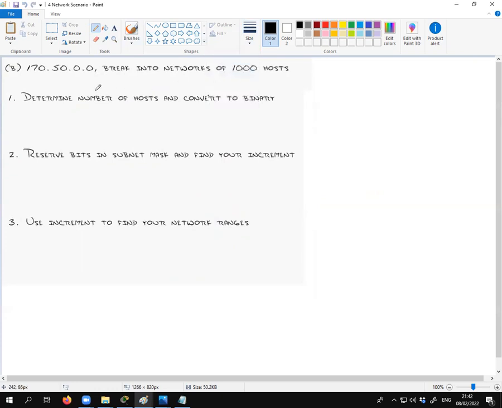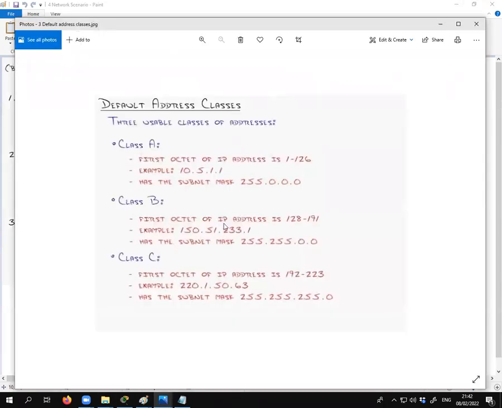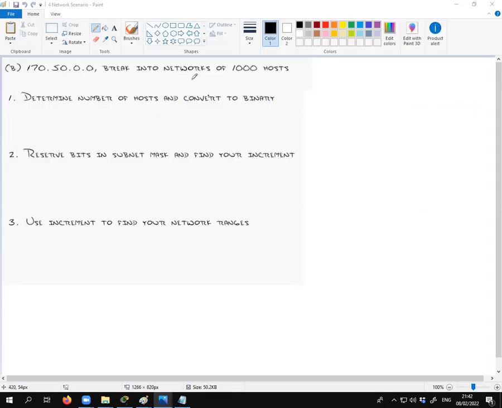Okay. So it's a Class B. How do we know it's a Class B? Because the first octet, 170, is between 128 and 191. That's the only criteria. But we need to break into networks of 1,000 hosts. So the first thing we need to do is find out how many bits it takes to make 1,000. So we use our table again.